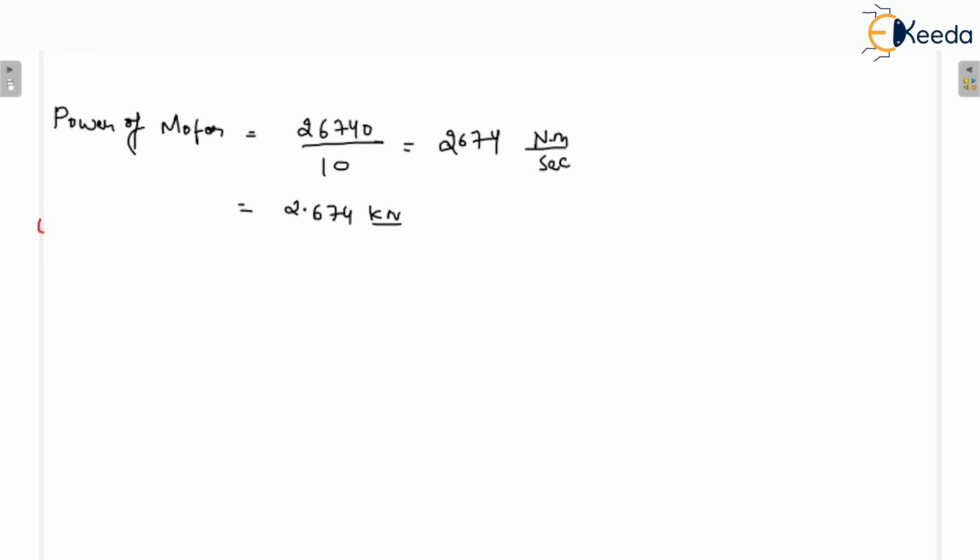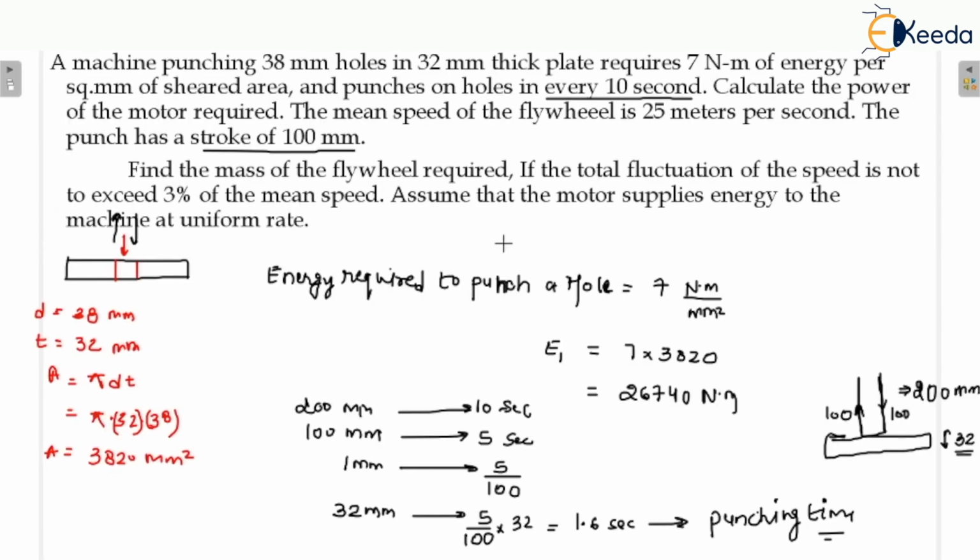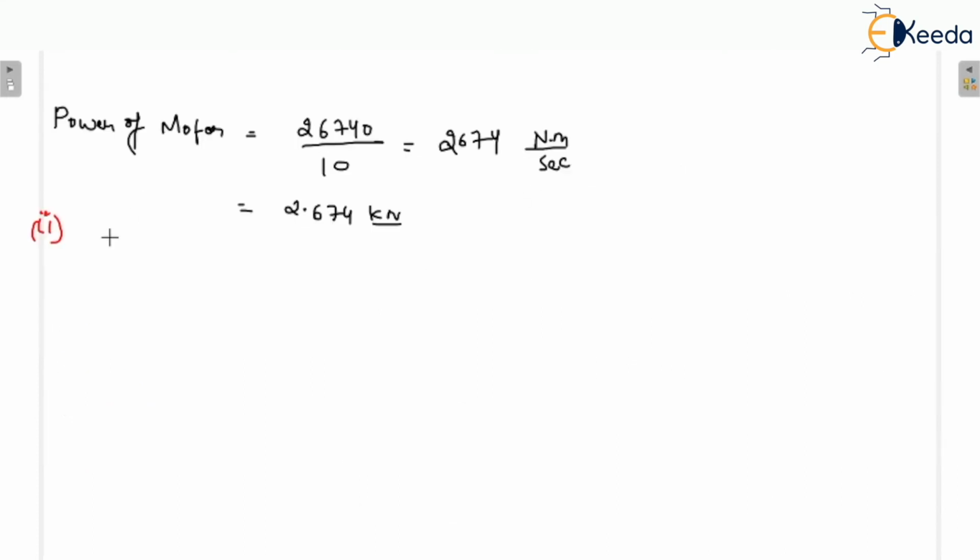In the second part, what is it asking? It is asking to find the mass of the flywheel required if the total fluctuation of the speed does not exceed 3% of the mean speed, and assume that the motor supplies energy to the machine at uniform rate. See here, we need to find out how much energy is going to be absorbed by the flywheel. We know that the total energy required is 26740. E1 is the energy required, that is 26740 Newton into meter.